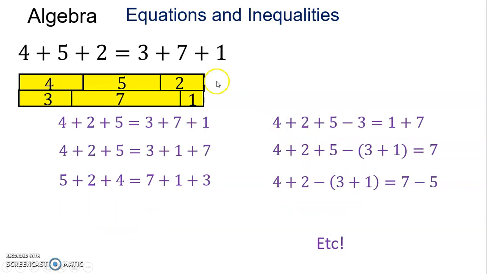And the final one, this is what your bar model should look like, something like this. And because I've got 3 different numbers on both sides, there are a lot of different calculations that this could be representing. So what you can see on the screen are just a few of the options.